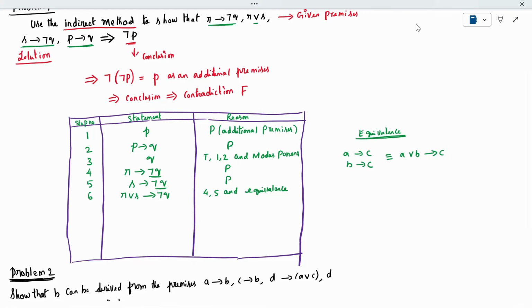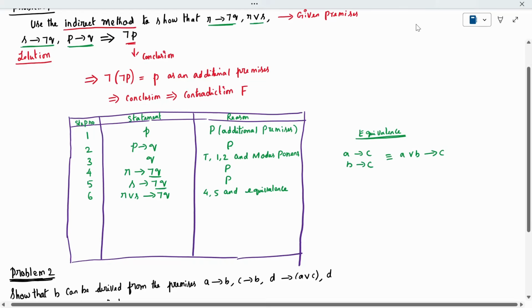Next step, I'm going to introduce one more premise, the last premise. All the premises are now introduced. R disjunction S is a P rule. Now check the question: this R disjunction S gets cancelled by modus ponens. So I will get negation Q by steps 6 and 7, and it is modus ponens.